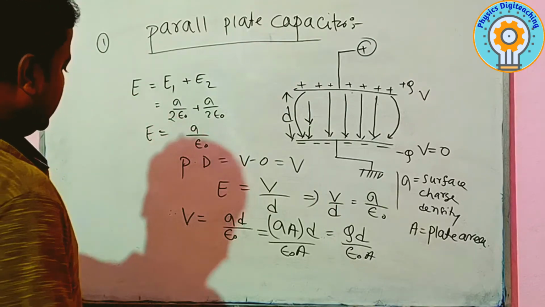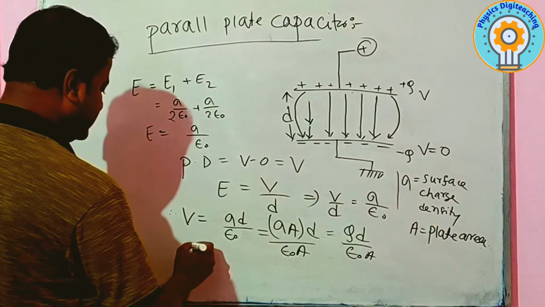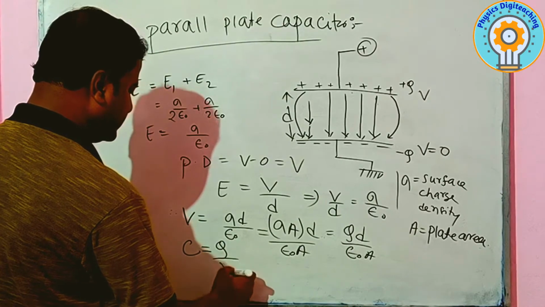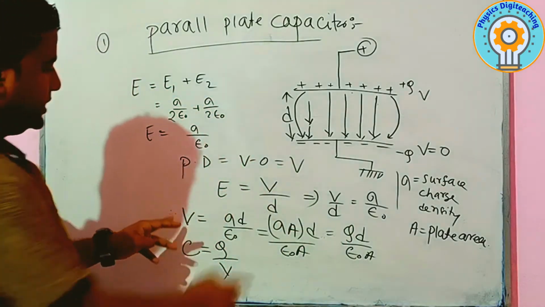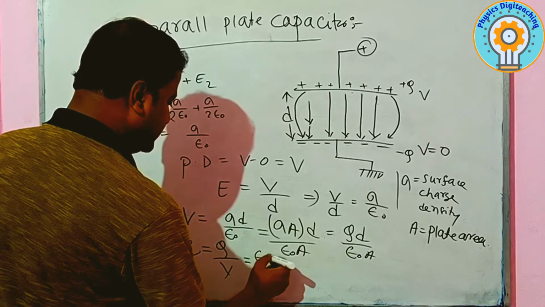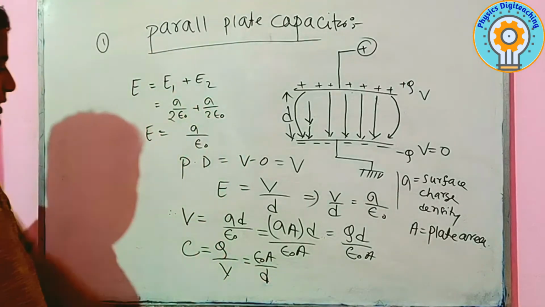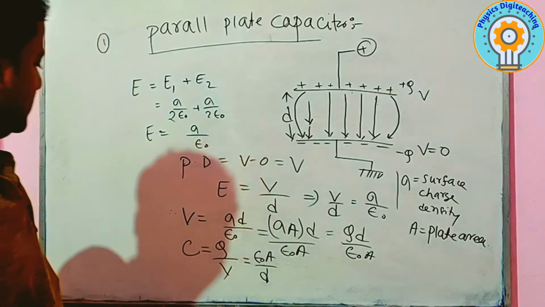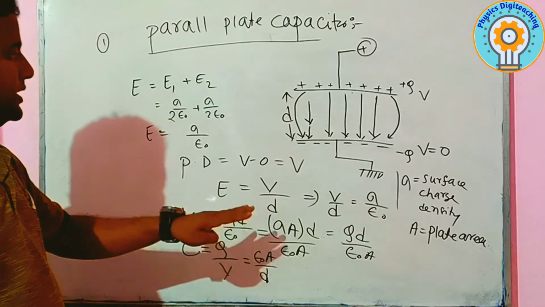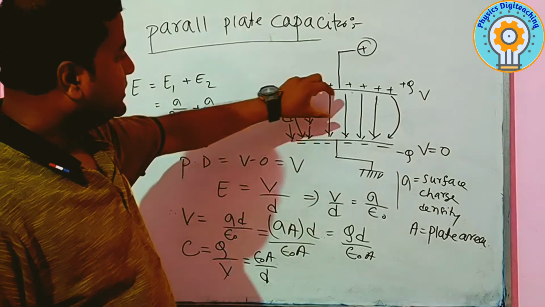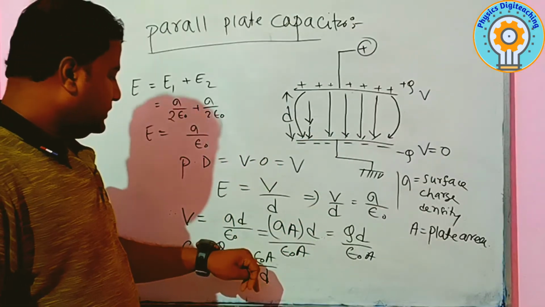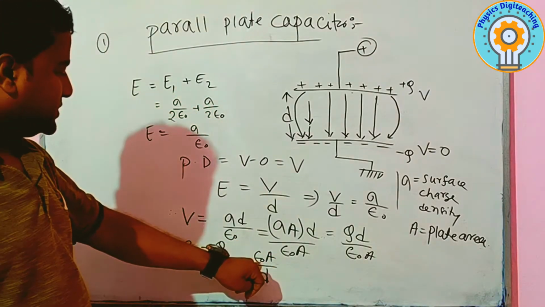Now we define the capacitance C. C equals Q by V. Q by V is the capacitance, and from this relation we get epsilon naught A by d. This is the expression for the capacitance of a parallel plate capacitor, C equals epsilon naught A by d. Here we consider this region to be vacuum, so we include only the constant epsilon naught.